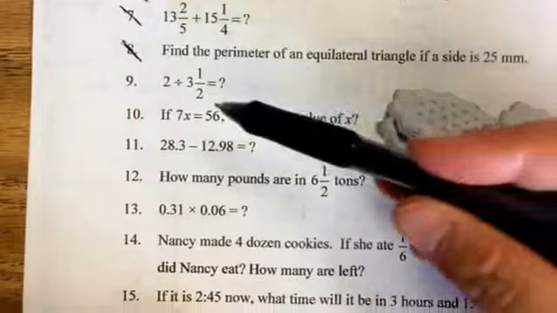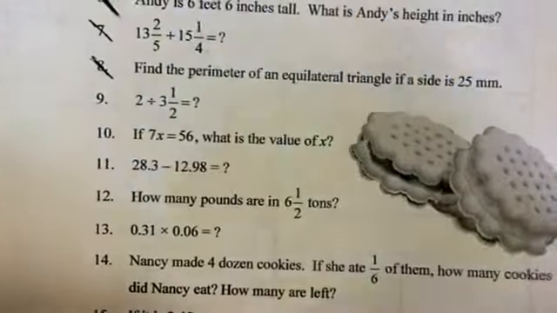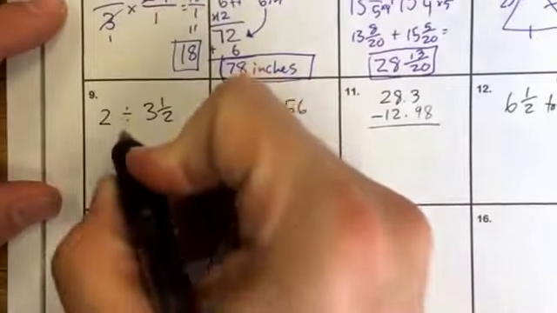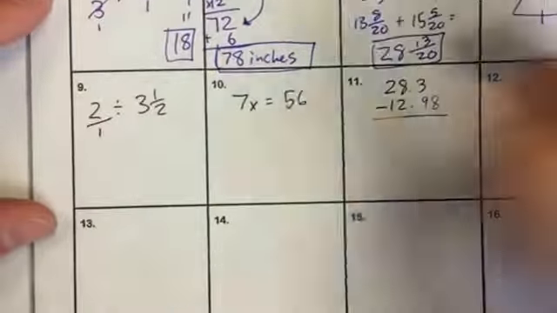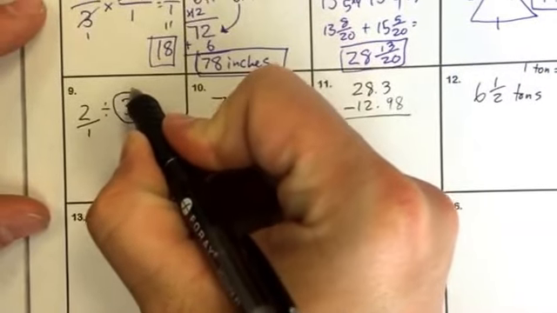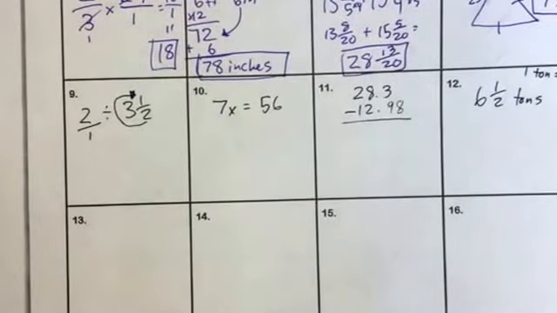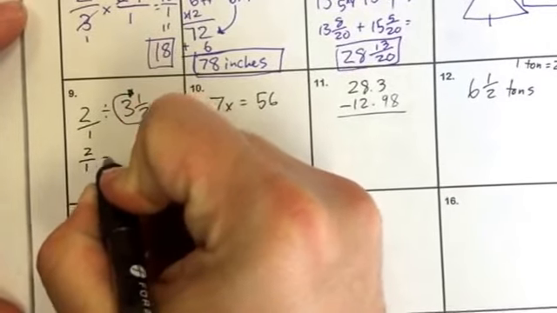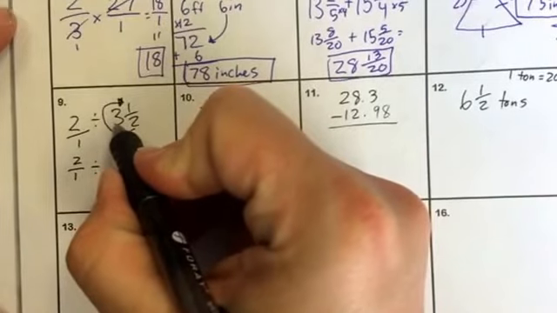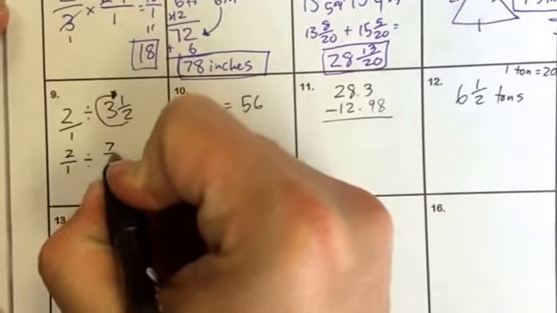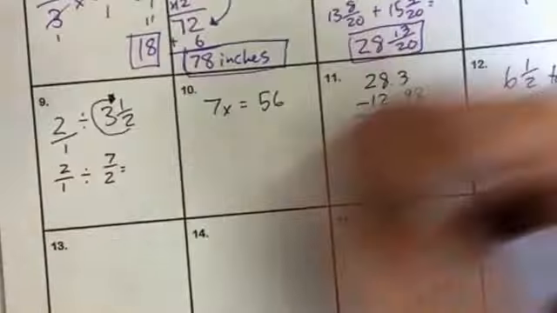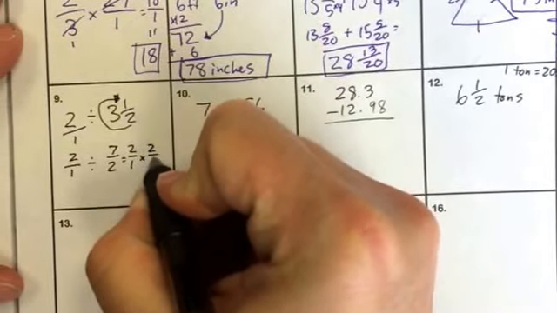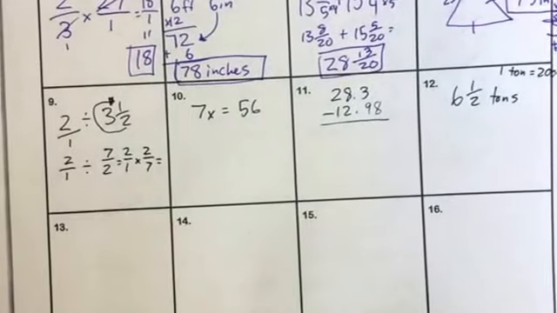All right, so number 9, we need to do 2 divided by 3.5. I'm going to turn this 2 into a fraction, and then I'm also going to do my loop-de-loop and turn 3.5 into an improper fraction. So I have 2 over 1 divided by 2 times 3 is 6, plus 1 is 7 halves. But I know that that turns into a multiplication problem, so I'm going to have 2 over 1 times 2 over 7. And then I'm going to just go ahead and multiply.